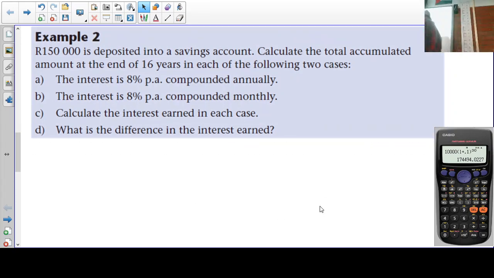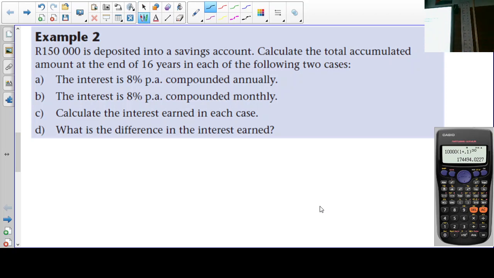Right, this is on page what? Which page is it on? 373. Okay. So we are told in this sum that R150,000 is deposited into the savings account. So it's your P value. Calculate the total amount accumulated.